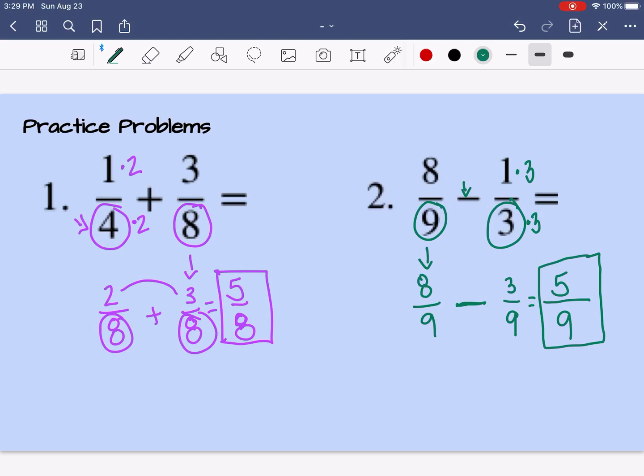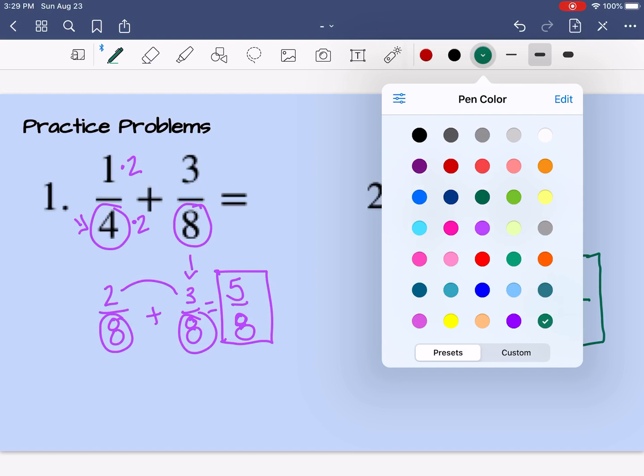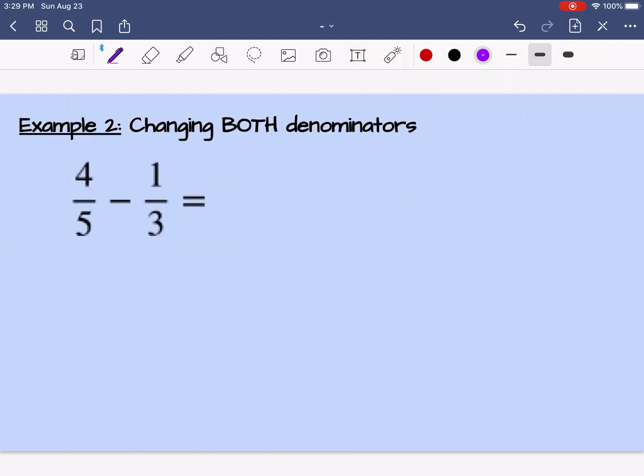Okay, let's go ahead and move on to something a little bit more challenging, when we have to change both denominators. This is our least common multiple part where we want to start thinking. Probably a bunch of you are just used to, okay, whatever this denominator is, I'm going to multiply that to this, like cross multiply almost. Sometimes that's the best idea, sometimes not.